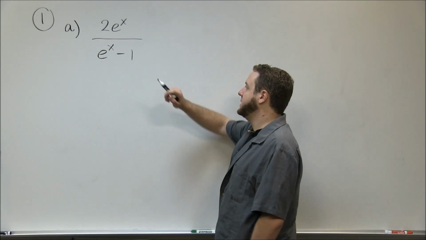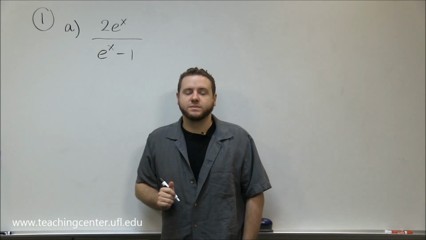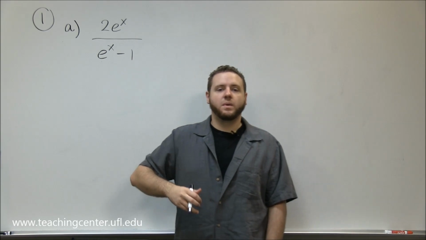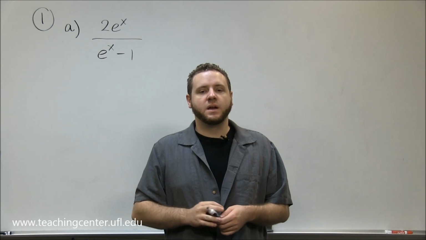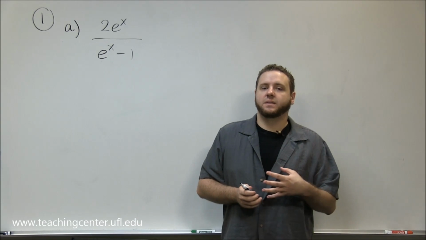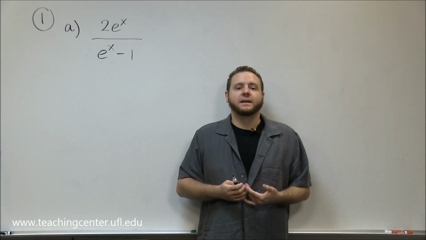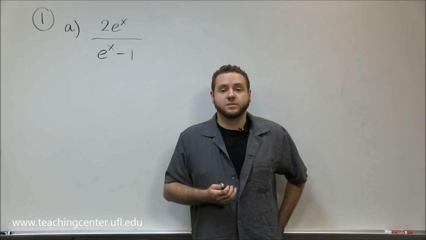Okay, so for problem number 1, we need to find the horizontal asymptotes of this function. And keep in mind that when you're finding the horizontal asymptotes, that's the same thing as taking the limits at infinity and negative infinity and seeing what those results are.